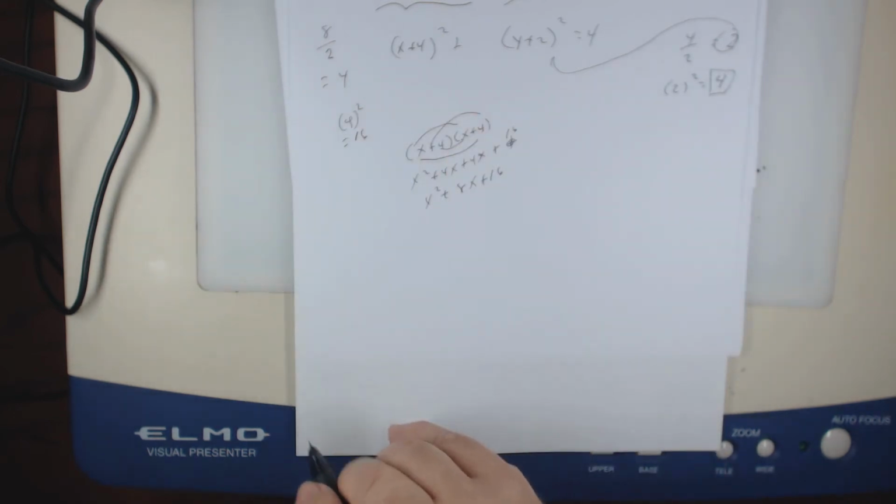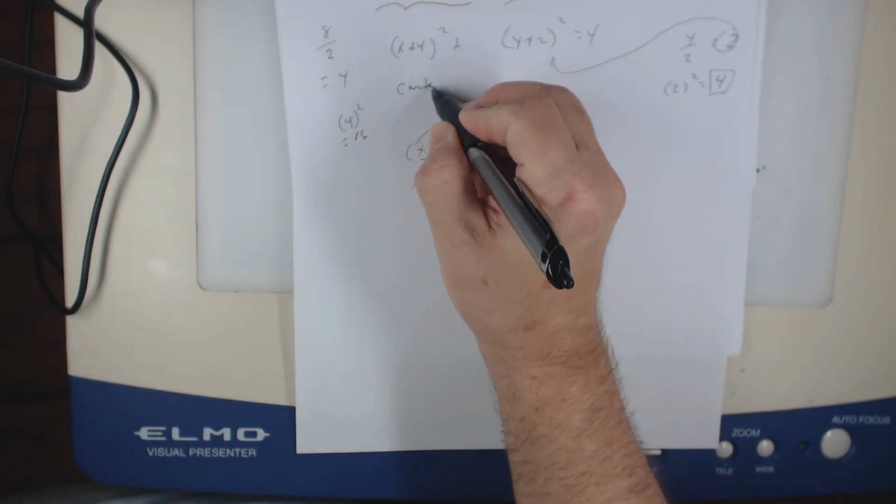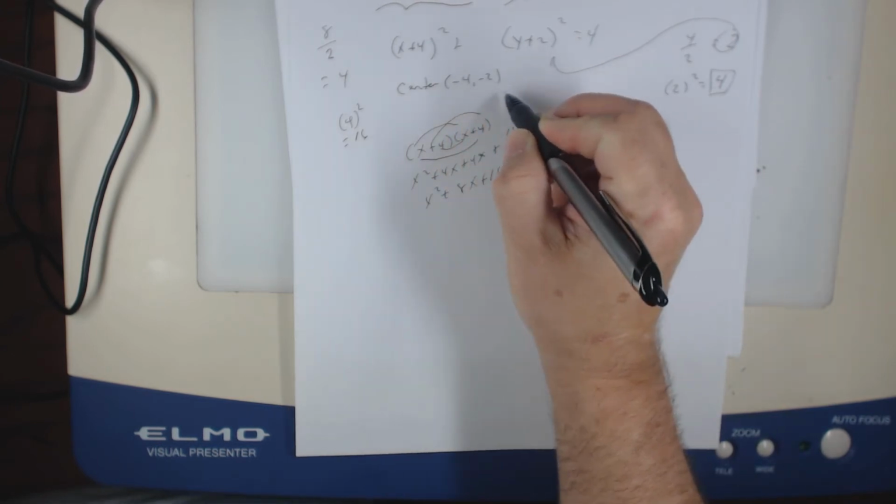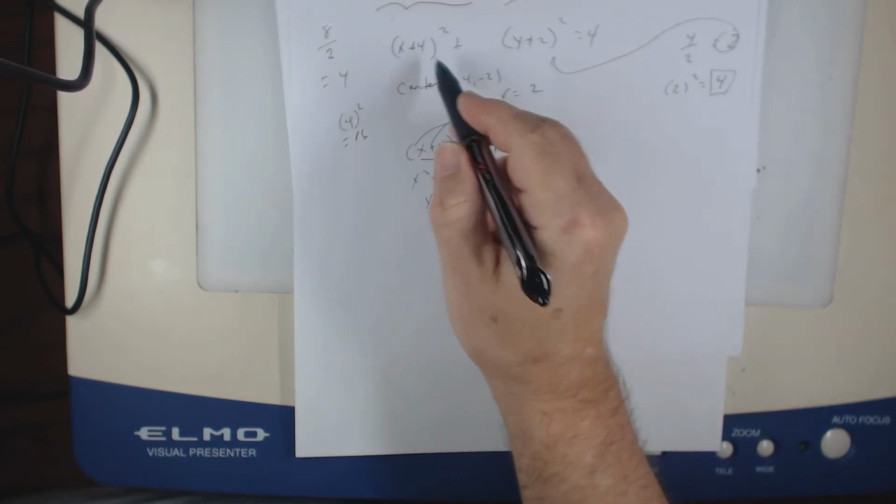Now from there, you're going to find the center. What's the center? Very good. What's the radius? 2.